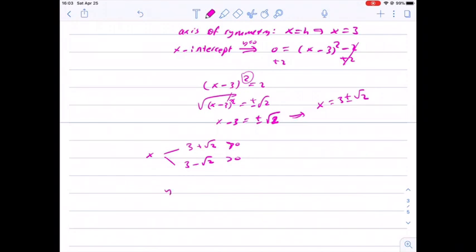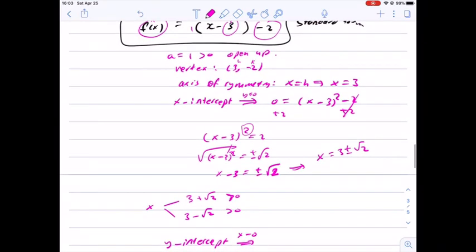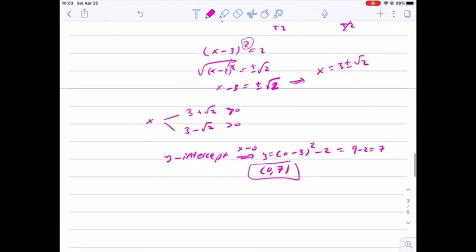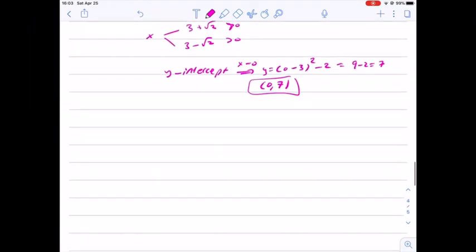Now we can find the y-intercept. For the y-intercept, we set x equals 0. When x equals 0, this becomes 0 minus 3 squared minus 2, and that is 9 minus 2, which is equal to 7, so the y-intercept is (0, 7). Now we can graph the function easily.